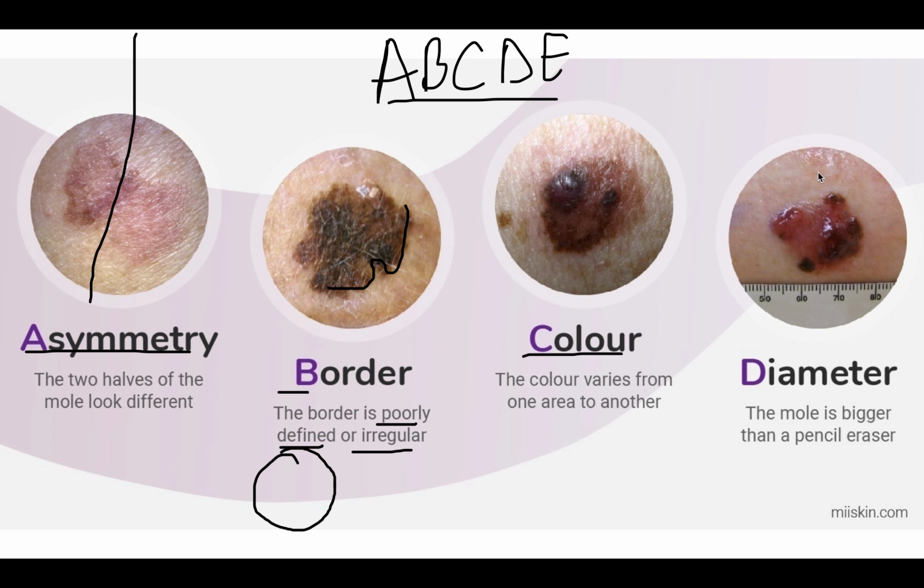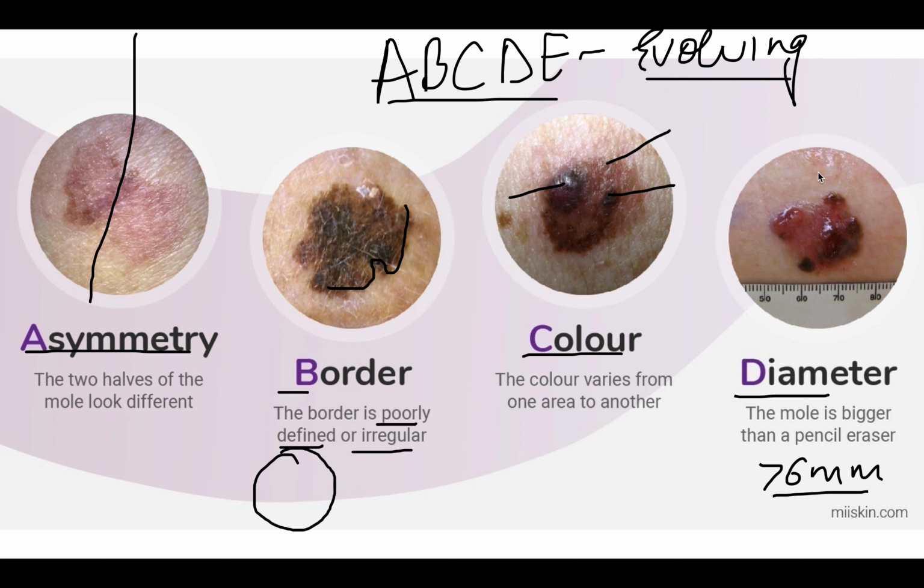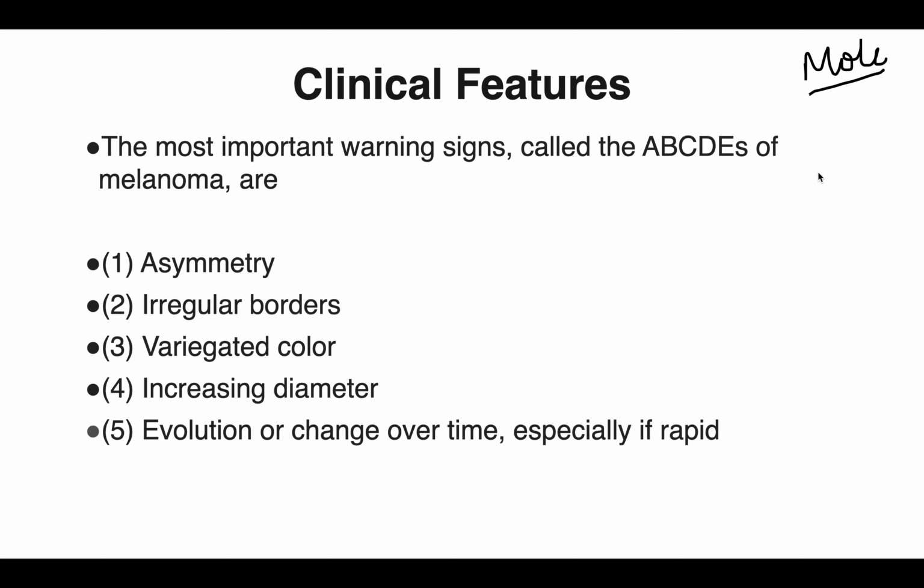Then color. The color will vary from light brown areas to black areas. So color variation, variegated color, is there in case of melanoma. Then diameter. A diameter more than 6 mm is mostly seen in melanoma, whereas benign ones are less than 6 mm. These are just warning signs. E stands for evolution, that means the mole is changing, evolving with time. So this is your ABCDEs of melanoma: asymmetry, irregular borders, variegated color, increasing diameter, and evolution, that is change over time.